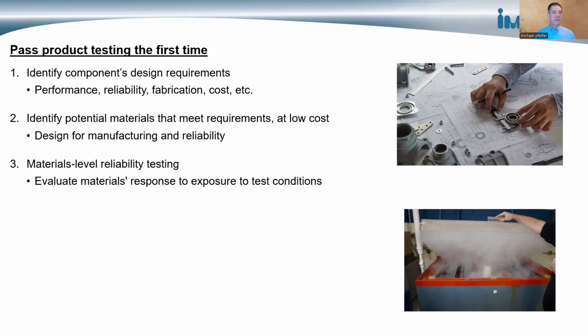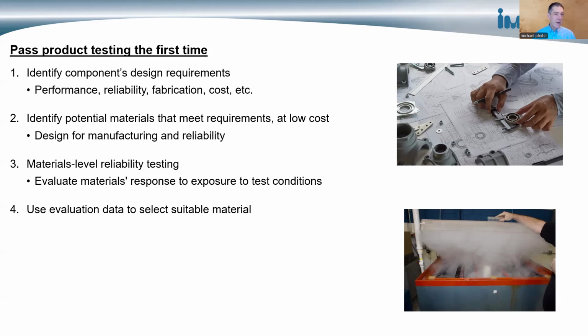The next step is to do materials level reliability testing. This means getting samples of the materials and exposing them to the test conditions. So we don't have to build the entire product. We can just evaluate the materials and understand how they degrade during the use conditions, and also how their properties change due to exposure to the use conditions. Materials might degrade a little bit, but as long as they don't degrade to the point of failing, that'll be okay. And this is done in parallel with other design efforts, and the information is then used for the design team to select a suitable material.